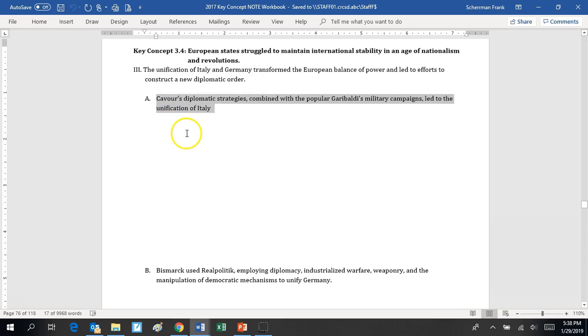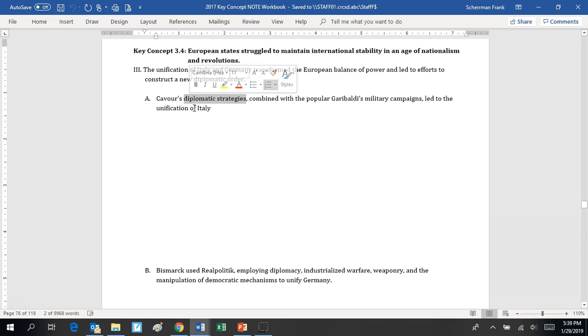To fully understand this key concept, let's take a look at it, right? Cavour's diplomatic strategies, combined with the popular Garibaldi's military campaigns, led to the unification of Italy. Remember, that is a straight fact, right? But now, to fully understand this, we want to take a look. What were those diplomatic strategies?